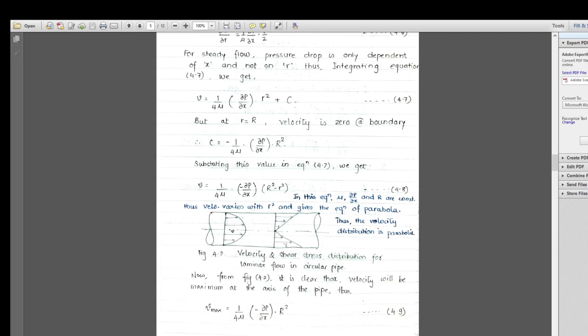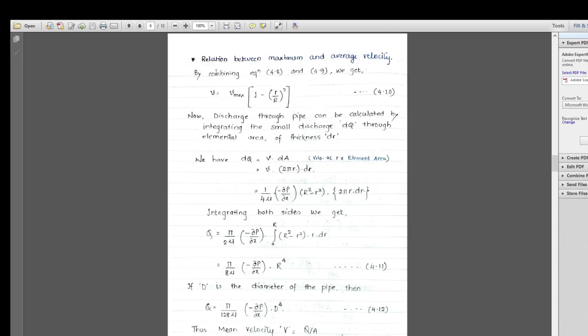You can see clearly there are some common values here. This part is common. So if we remove this R square from the bracket, we get 1 minus (small r upon capital R) whole square. So we get this formula by combining the equations 4.8 and 4.9.